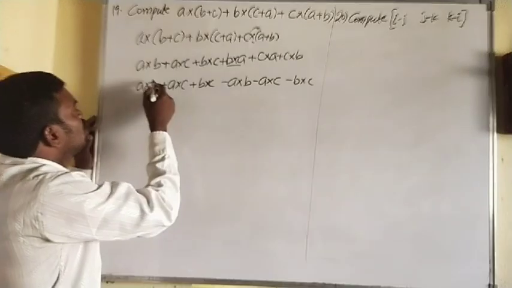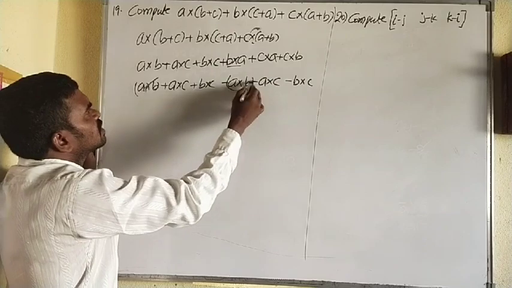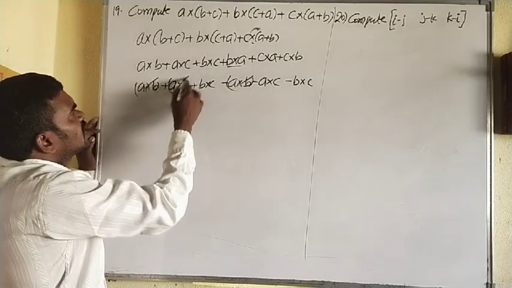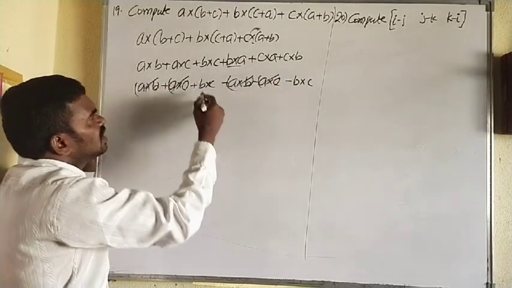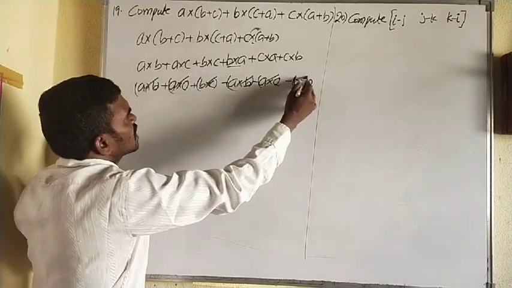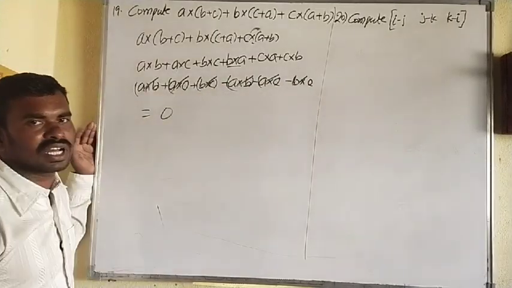So now A cross B minus A cross B cancel, and plus A cross C minus A cross C cancel, plus B cross C minus B cross C cancel. What is the remaining? 0. That is the answer.